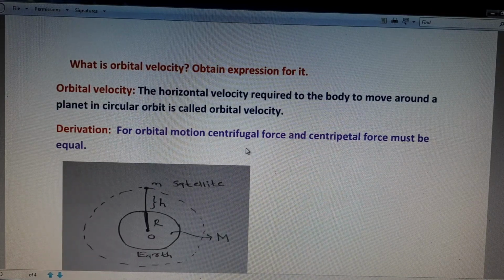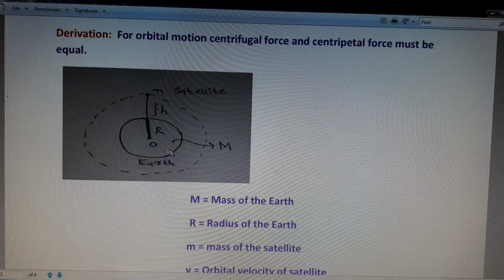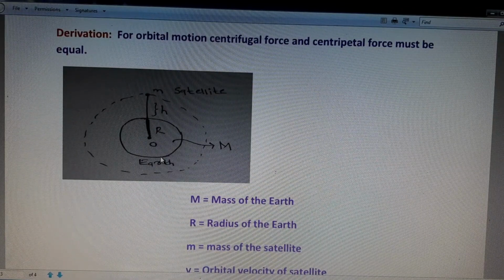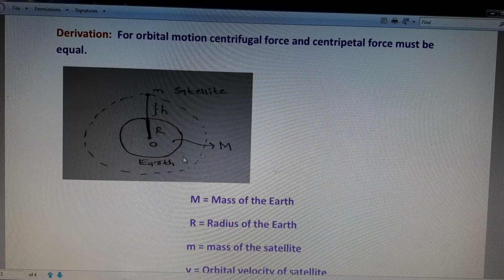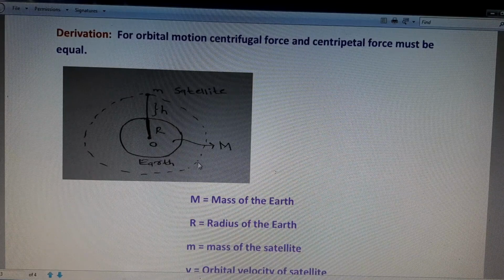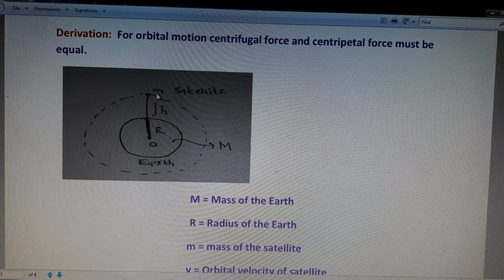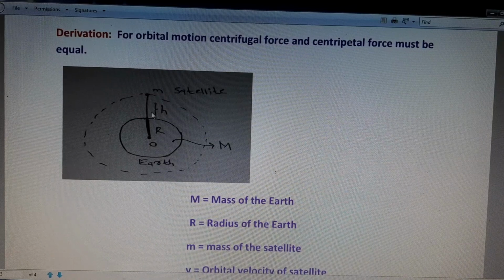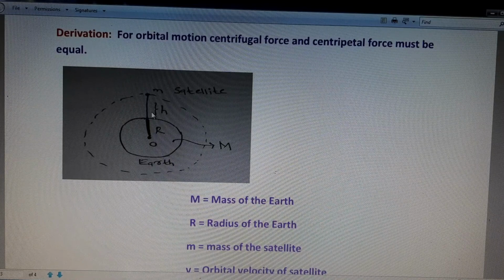For orbital motion, centrifugal force and centripetal force must be equal. So when we observe this figure, the planet is the earth, the radius of the earth is r, the center of the earth is O, and the mass of the earth is capital M, and a satellite or object revolves around in a circular orbit. So the mass of the satellite we can take as small m, and h is the height from the satellite to the earth.